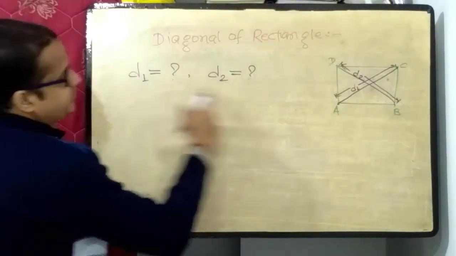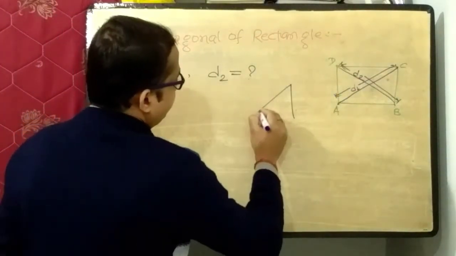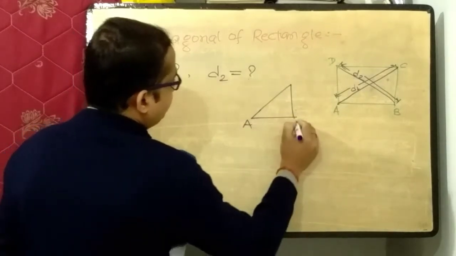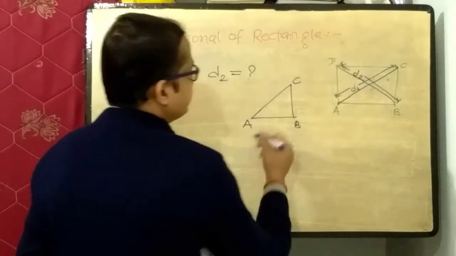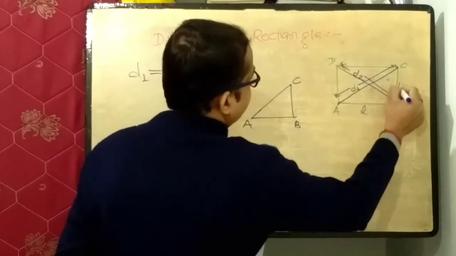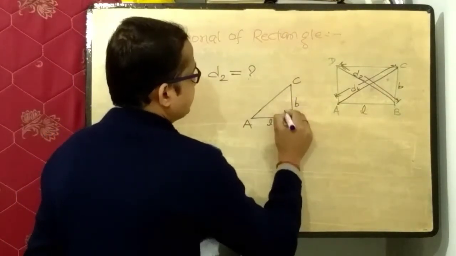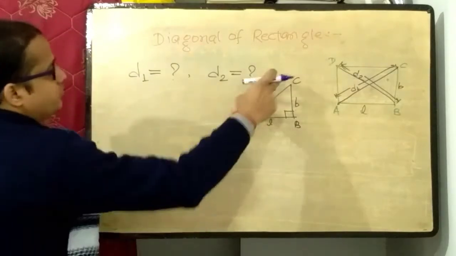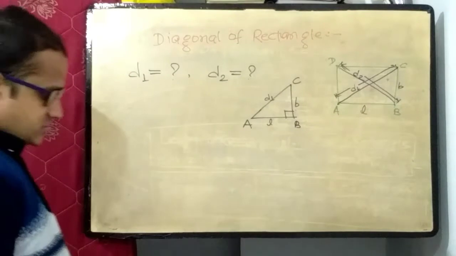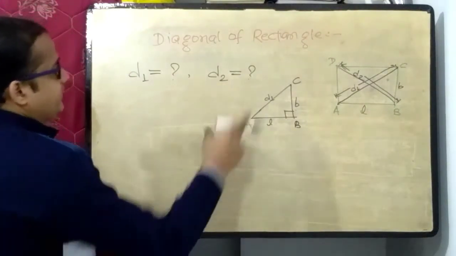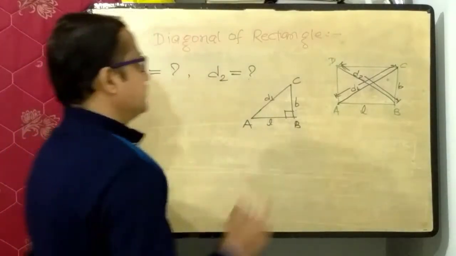To find the diagonal D1, we are considering triangle ABC. You can also consider triangle ADC as you wish. This is the length of the rectangle, this is the breadth of the rectangle. So this is L, this is B, and this angle is 90 degrees. Now we have to calculate this, D1. According to Pythagoras theorem, we know that hypotenuse square equals base square add perpendicular square.